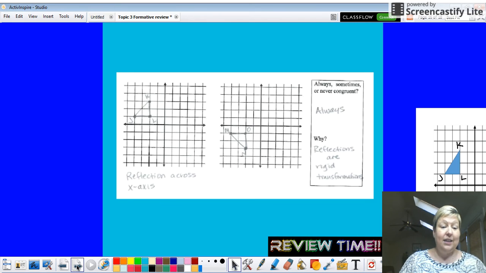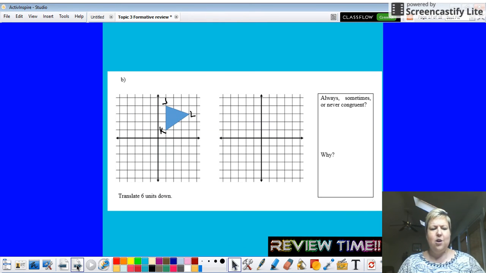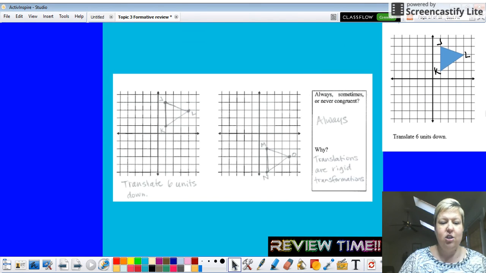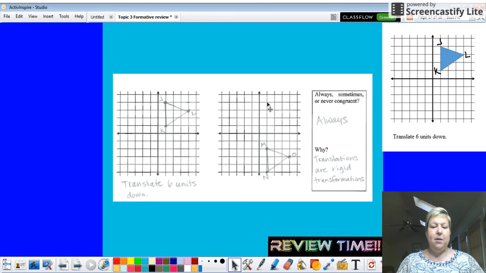In the next one, in letter C, or I guess this is letter B, translate 6 units down. So we take JKL, and again, I'll just show you my conclusion. I have just taken it from up here, and I've simply moved it 6 units down to create my MNO. And once I've done that, again, this is always going to be congruent because a translation is a rigid transformation, and rigid transformations preserve size and shape. So you've got that done.